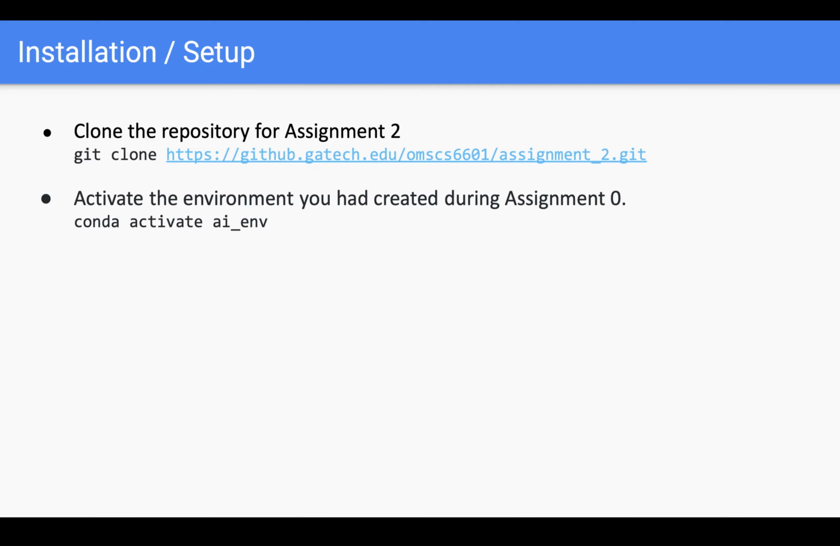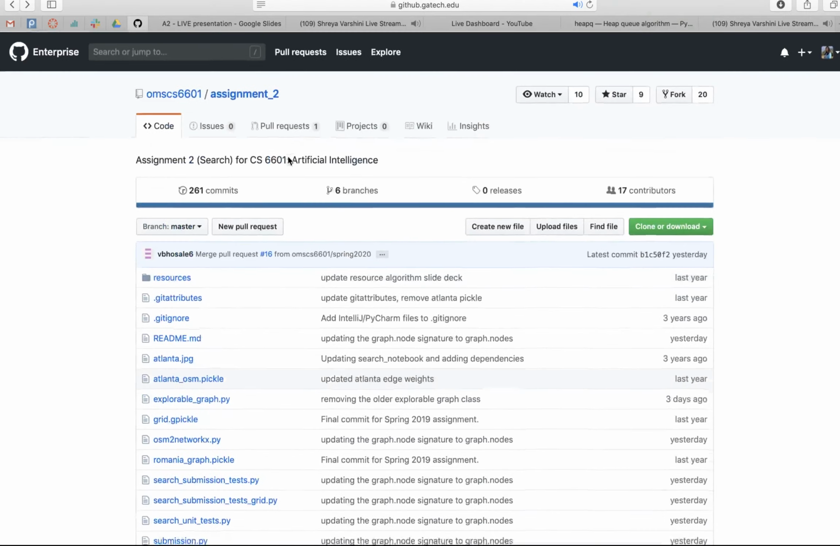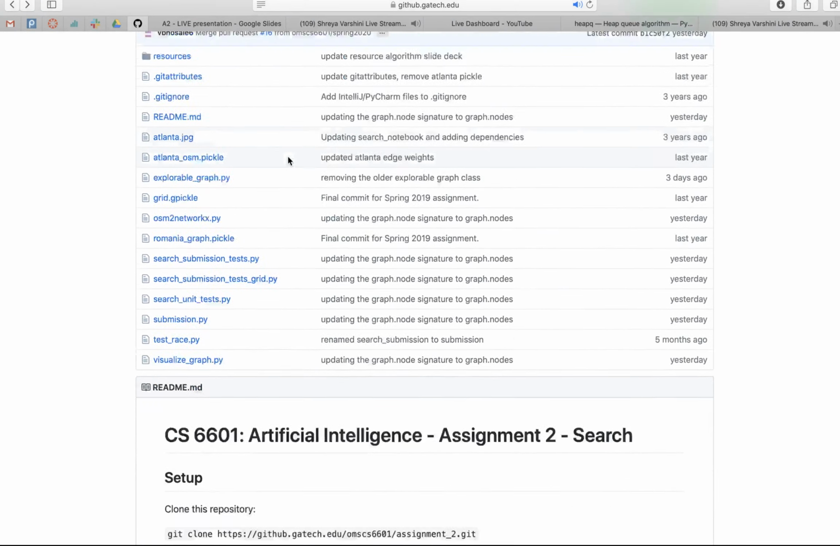So how do you start? You just need to go and git clone your assignment, and please note that you always clone from the master branch and activate your AI environment which you created in assignment 0, and you should be good to go. So about the project code structure, let's just go through the assignment repository.